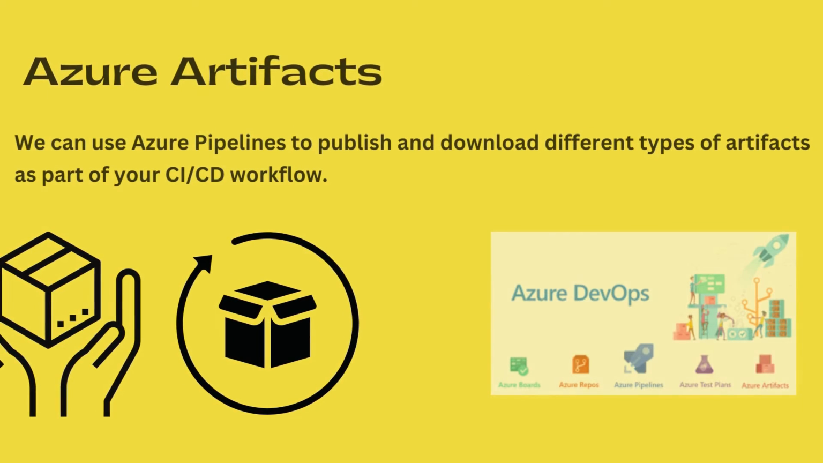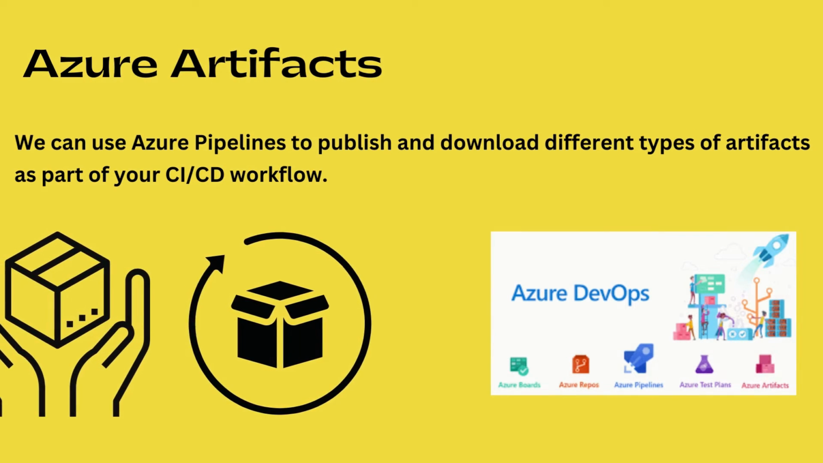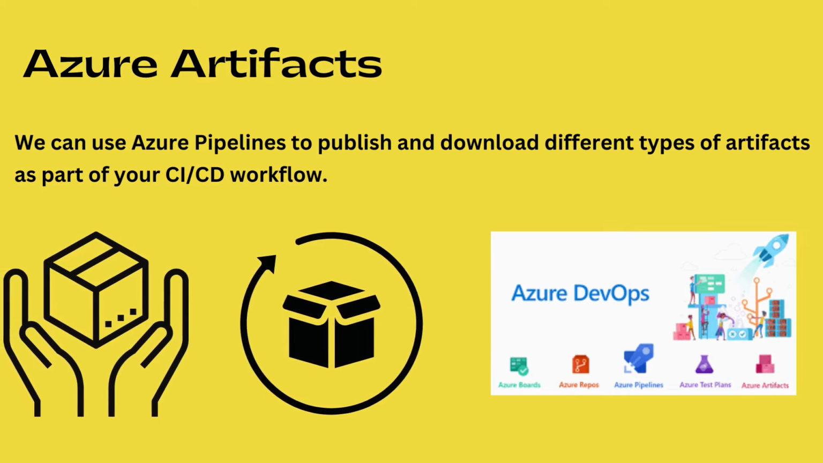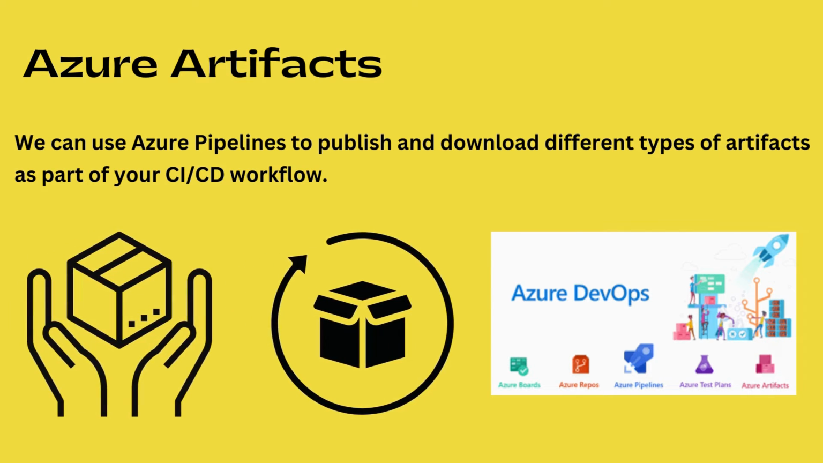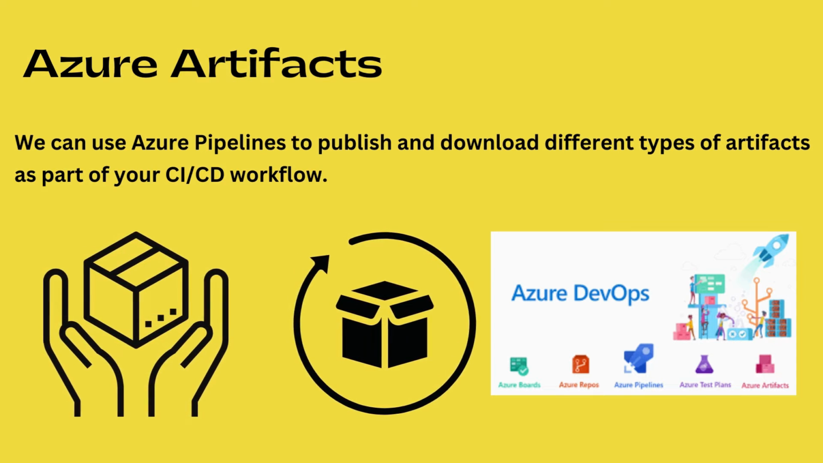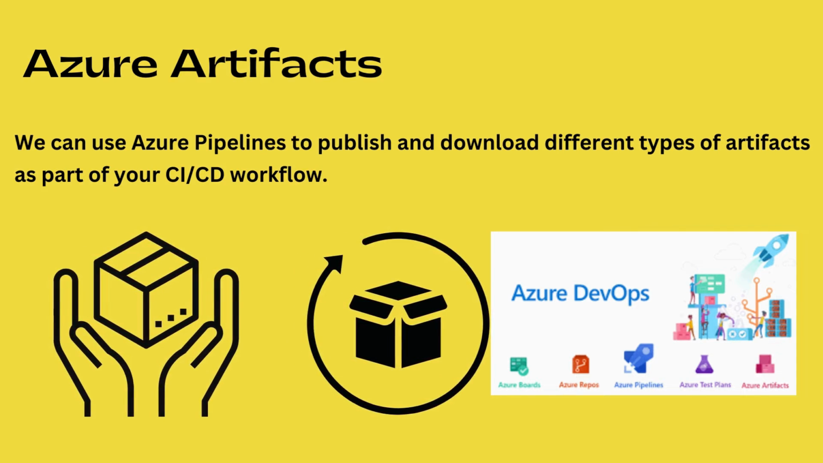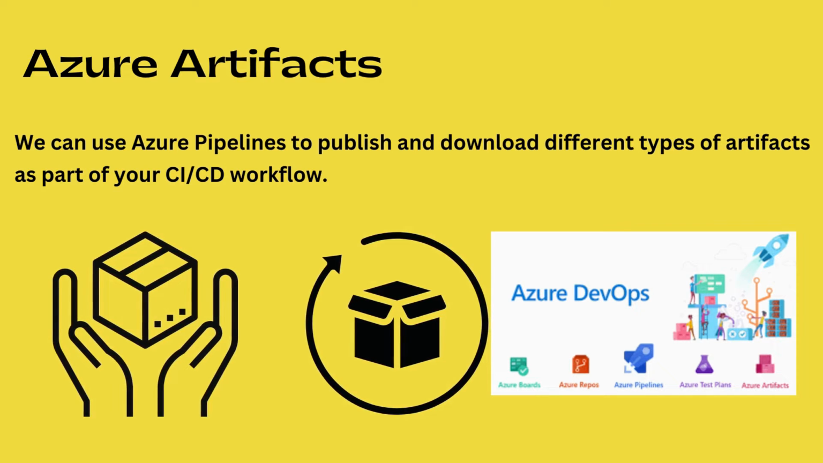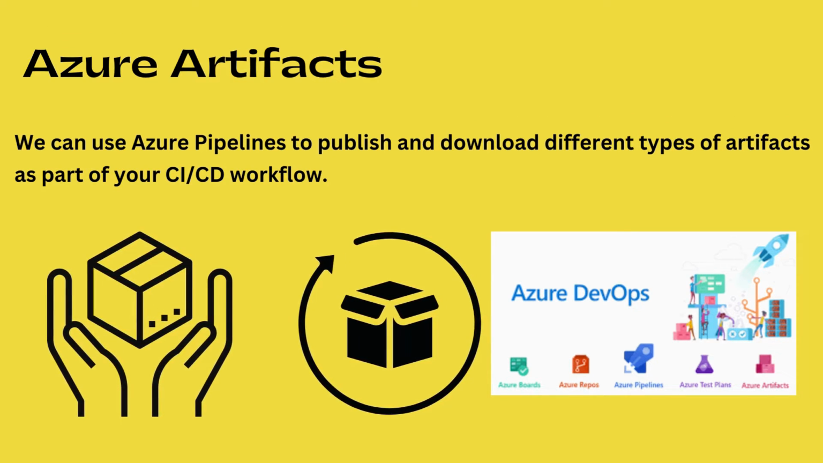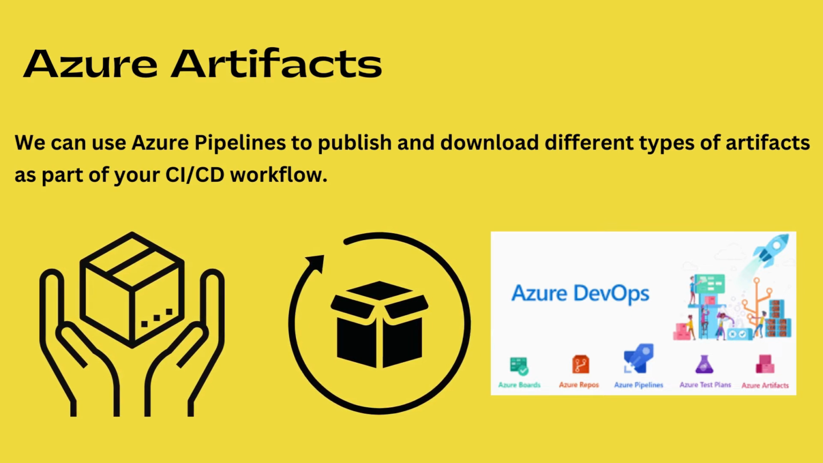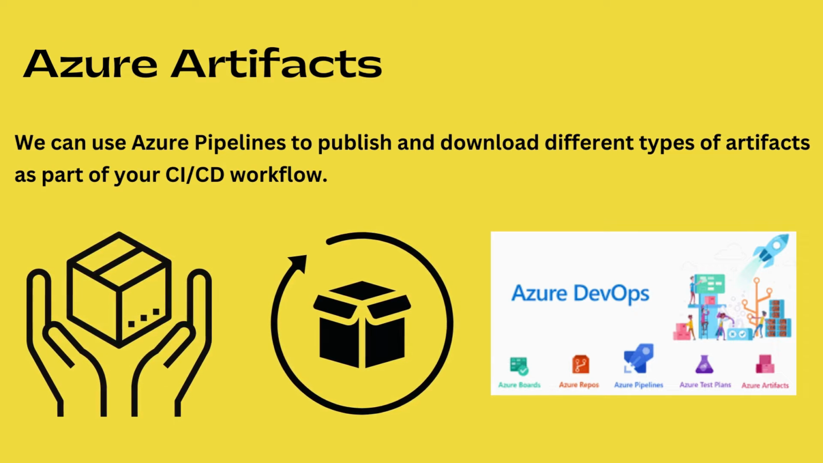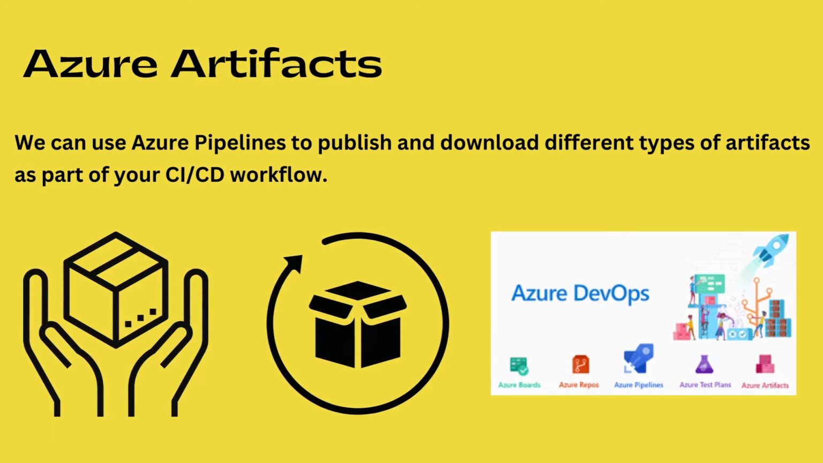Now Azure artifacts. This is the third type of artifact. We can use Azure Pipelines to publish and download different types of artifacts as part of the CI/CD workflow. CI/CD means the continuous integration and continuous deployment workflow, and during this design we need to publish the artifacts and download the artifacts, and these are available through Azure artifacts. So Azure provides the internal artifact tasks, and by using these tasks we can publish and download the artifacts for our CI/CD workflow.